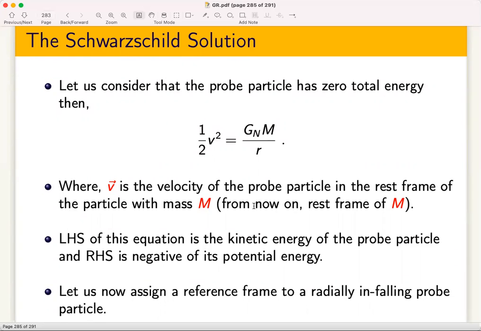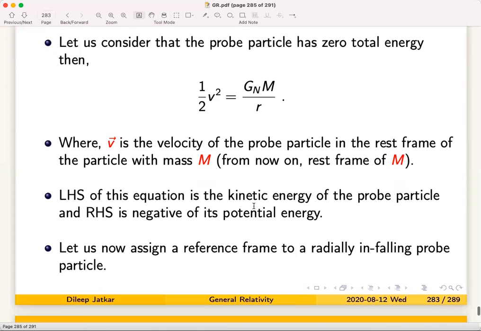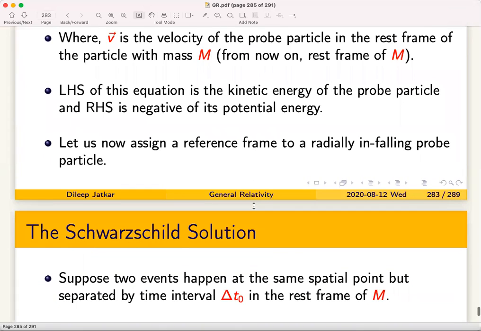So let's now assign a reference frame to a radially infalling probe particle. Imagine this probe particle is falling in towards the capital M mass particle, and it is falling in radially. It doesn't have some impact parameter or something. It is falling straight in, going to have a head-on collision with this object, going straight in radially. So this one is called a radially infalling object, and we will call it a radially infalling probe particle.